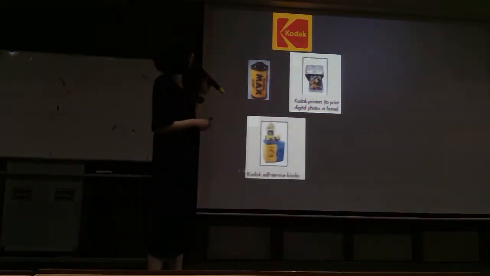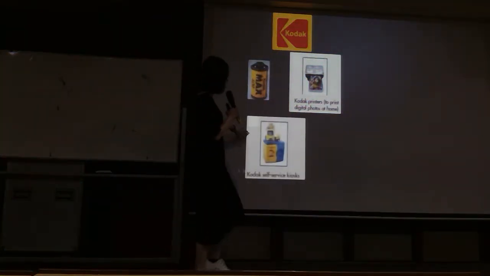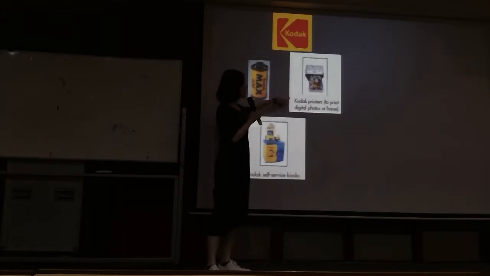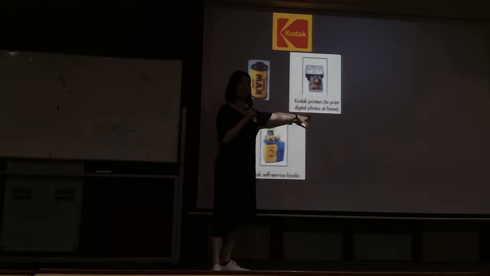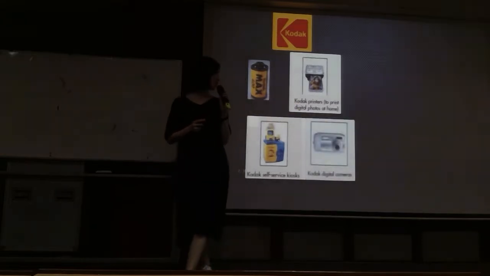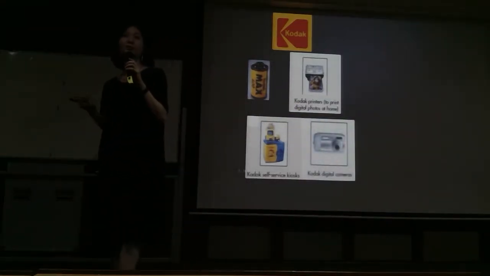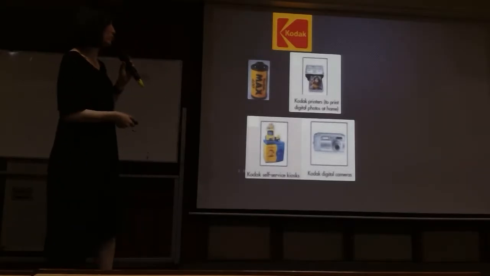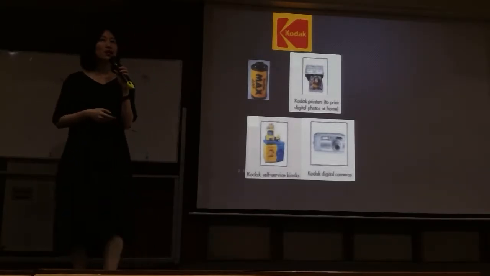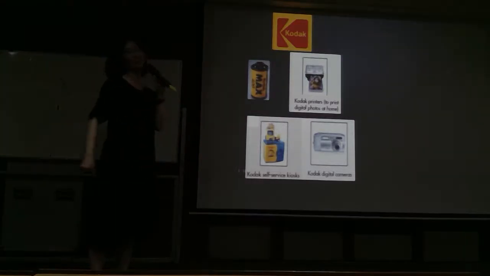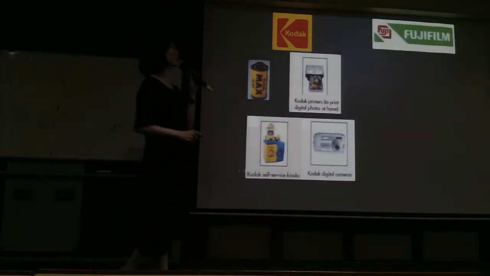You know, this is what Kodak did. They expanded from the film business to the printing business and self-service kiosks. This is a printer that connects with a digital computer so that we can print digital photos. And digital cameras, because it's booming, and why not? Why shouldn't we do this? And you know that in the end, it's not good. The very interesting thing is Fujifilm.